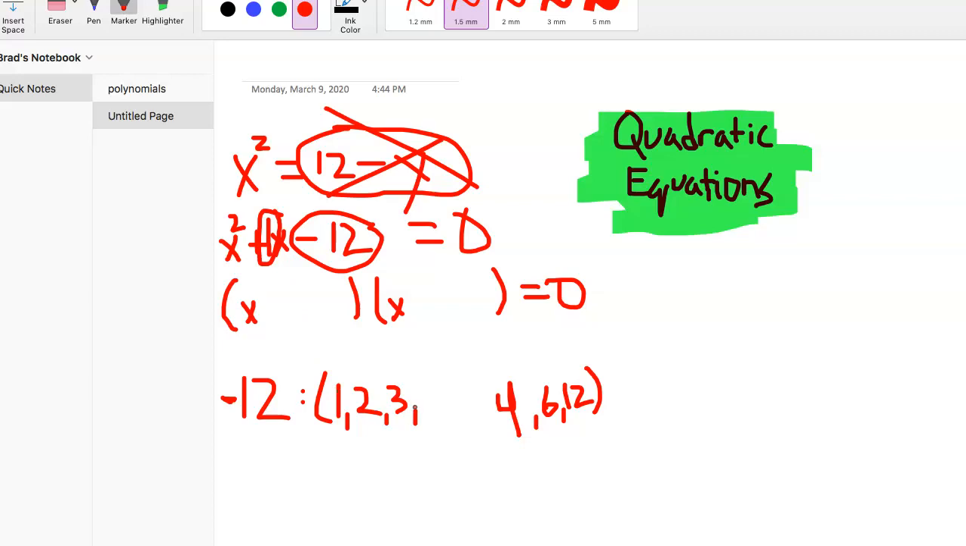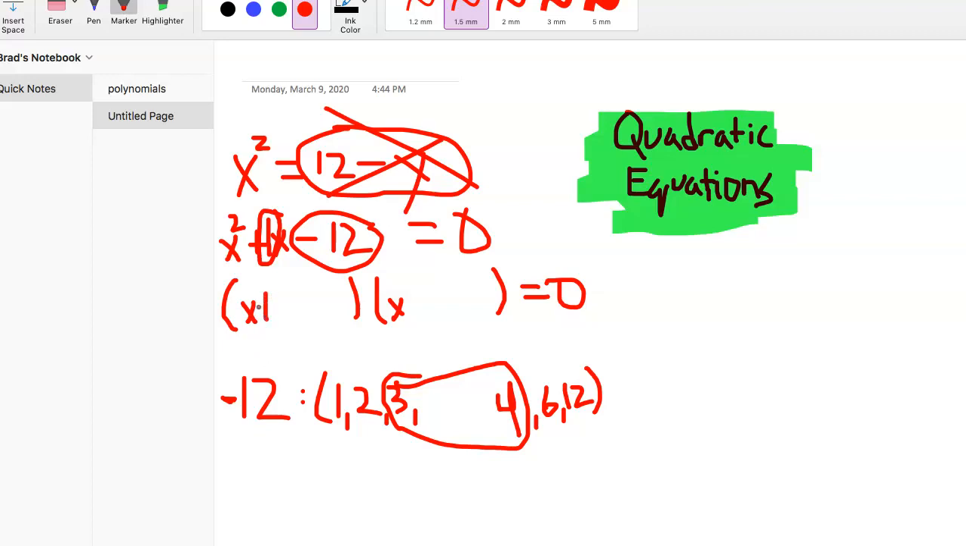Okay, and so it should kind of strike you that the 3 and the 4, since they're only one number apart from each other, there's a good chance that when we take negative 3 plus 4, that's going to work out, right? Negative 3 times 4 is negative 12, negative 3 plus 4 is 1. Looks like that would be a pretty good answer, right?